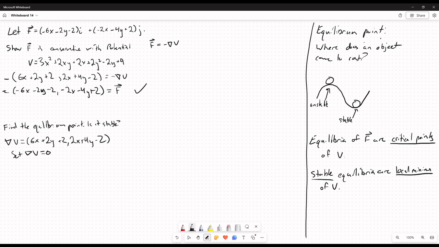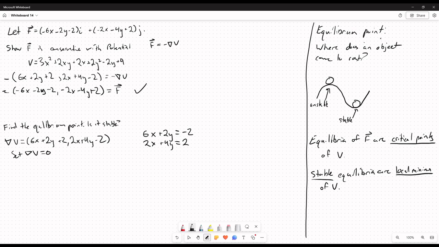That's going to get us a nice little system of equations. I'll do a little bit of solving initially. So we're going to have 6x plus 2y equals negative 2. I just moved the 2 to the other side. And then we're going to have 2x plus 4y equals positive 2.